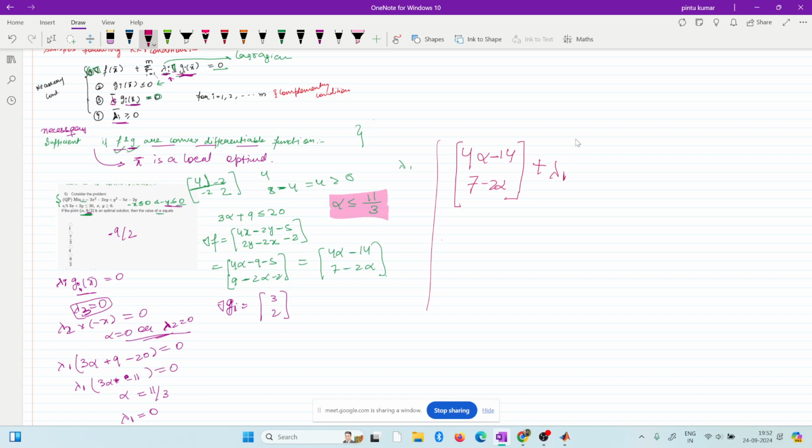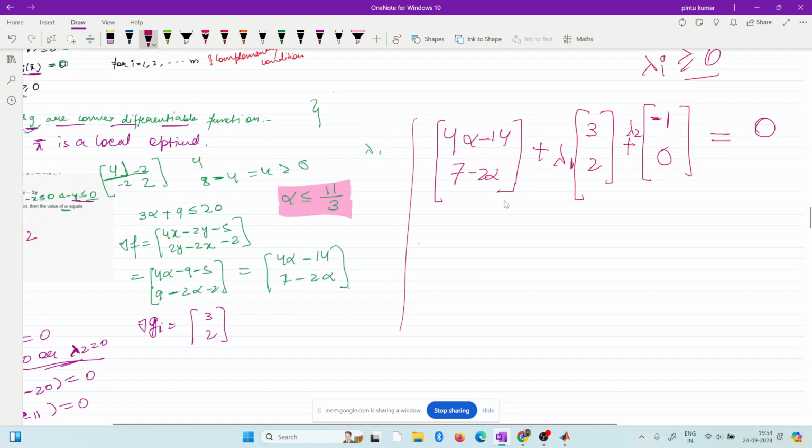plus lambda 1 times, what is the gradient of this thing? Lambda 1 times (3, 2), right? Then lambda 2 times (minus 1, 0), and we know that lambda 3 is 0. This we want to be equal to 0. And we also want all my lambda i to be greater than or equal to 0.